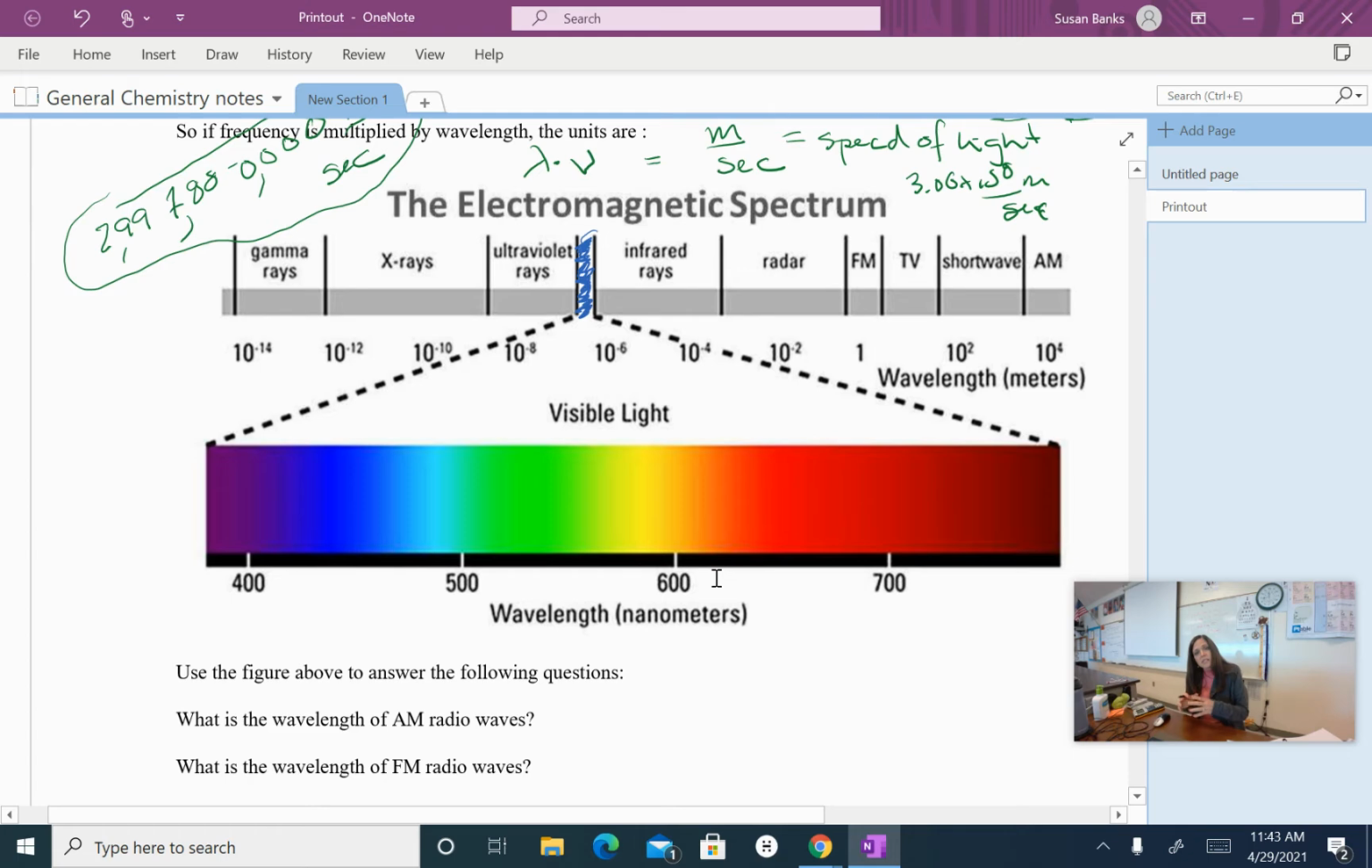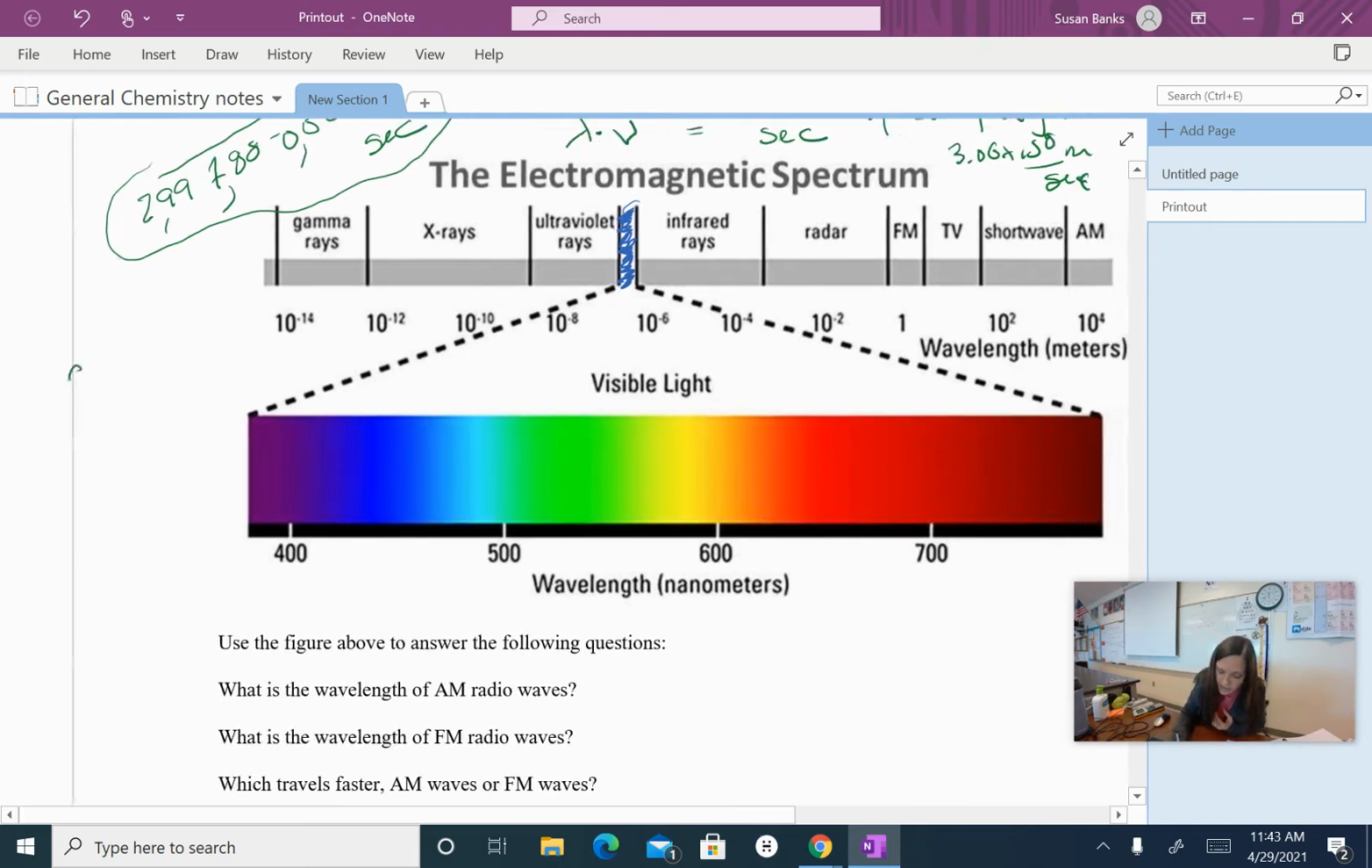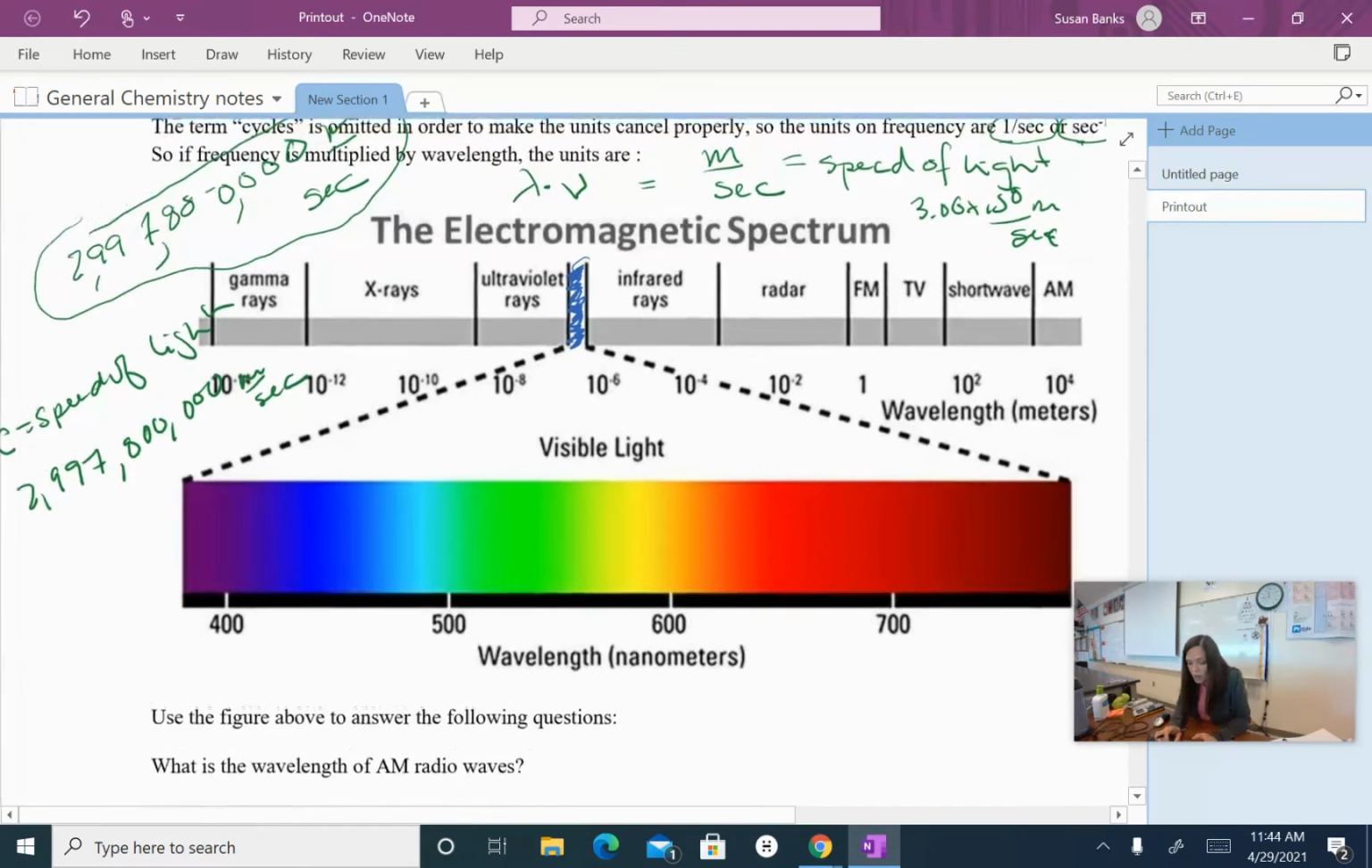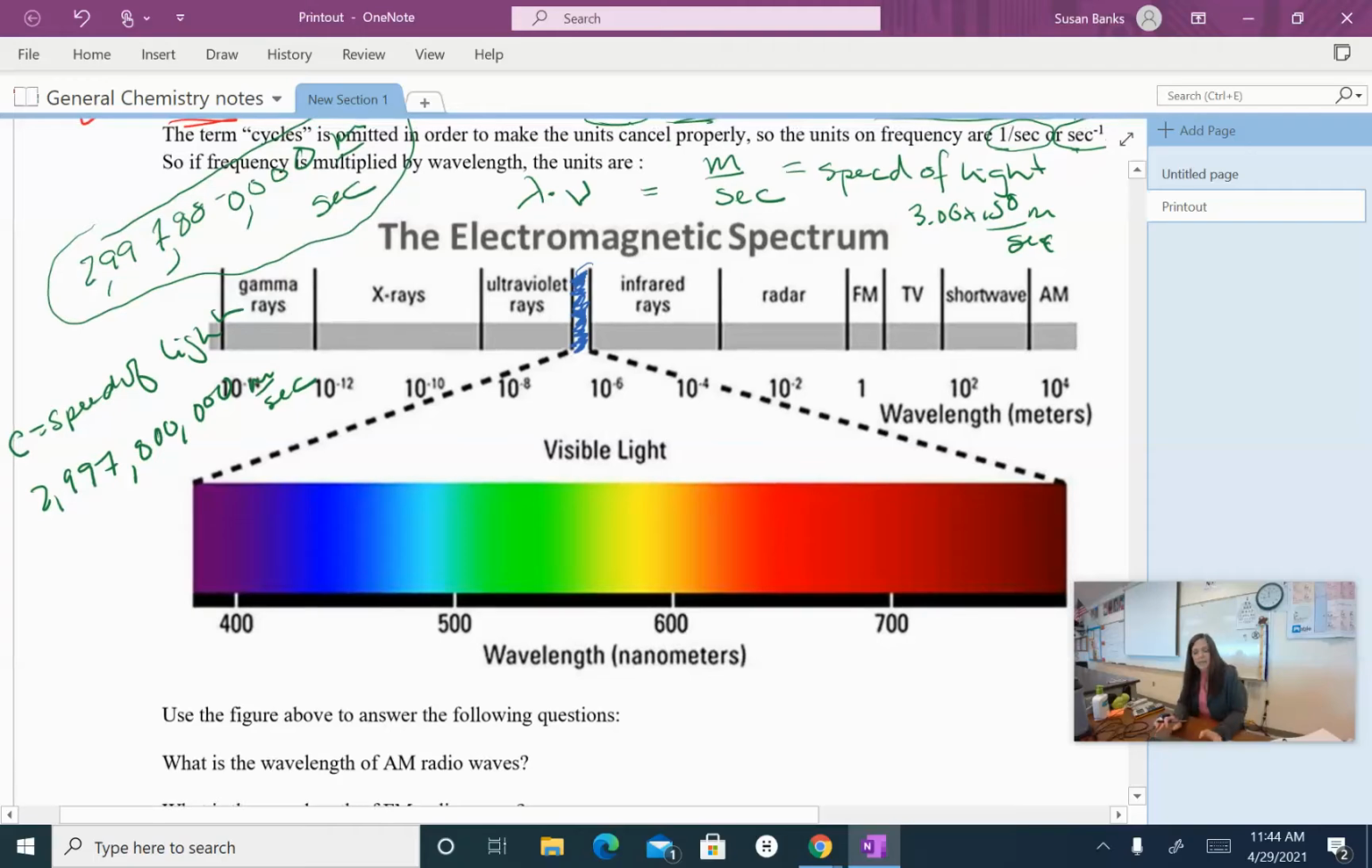So this is the electromagnetic spectrum. And all of the electromagnetic spectrum travels at the speed of light, which is that huge number that we just wrote, meters per second. So essentially 3 times 10 to the 8th meters per second. Okay, all of this travels at the same speed. Now notice that we have a whole bunch of things on the electromagnetic spectrum. It's not just visible light.